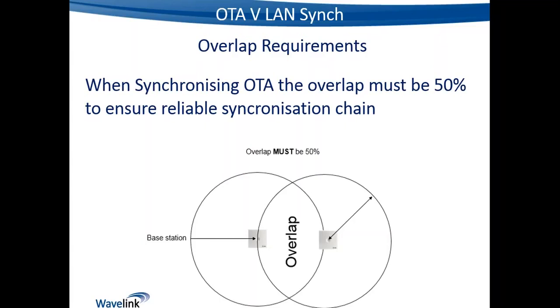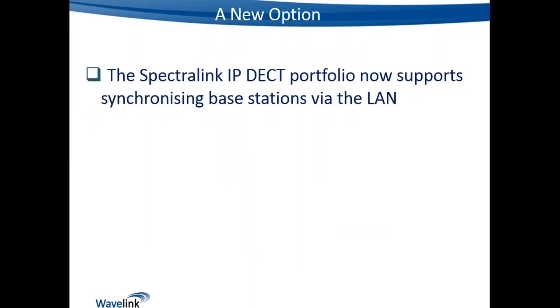And this is where, if we have issues, or we've seen issues on systems using IP DECT base stations, then typically it's because the installer hasn't put enough overlap between the base stations, and as a result, the synchronization chain is unreliable or weak. Okay, so that's how it's done traditionally.